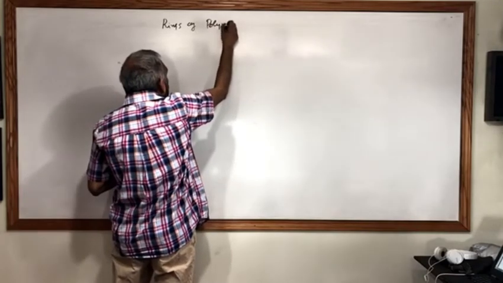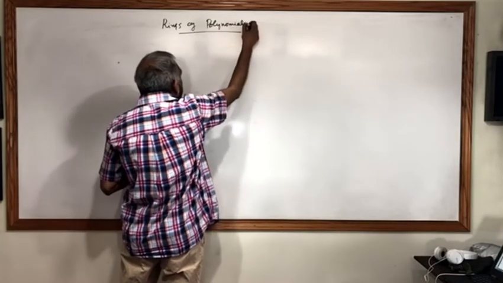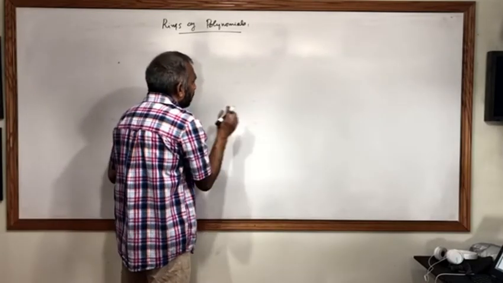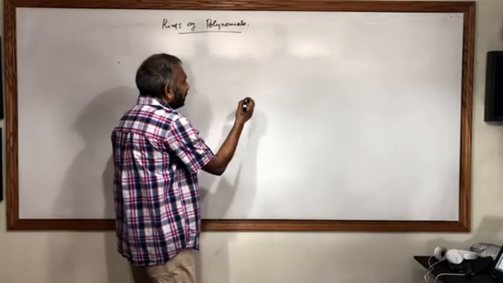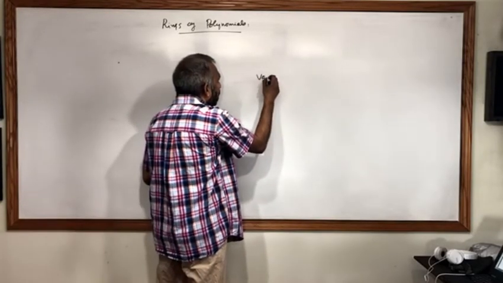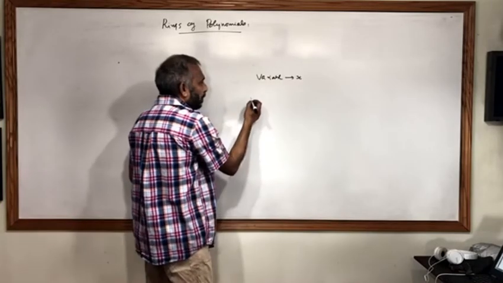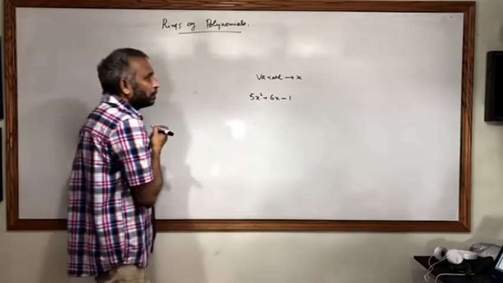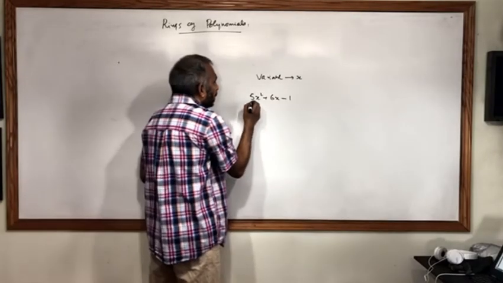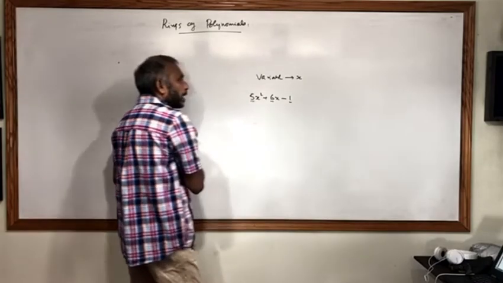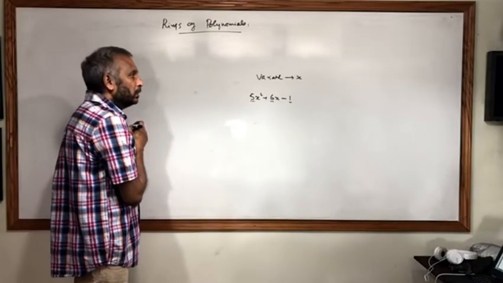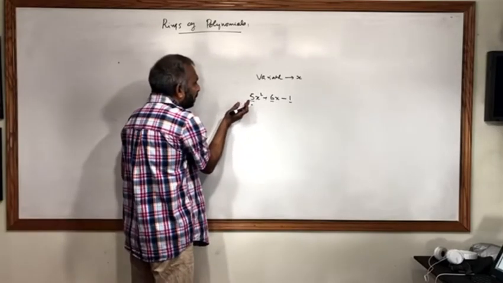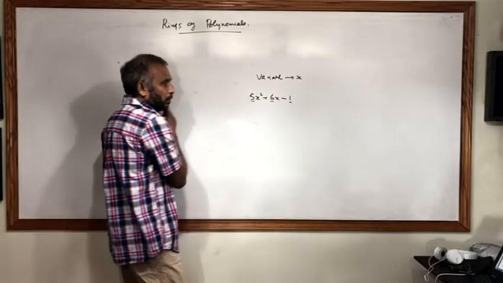Now let us start the topic on the rings of polynomials. When we talk about a polynomial in elementary algebra, what we have in mind is that there is a variable called x and any finite expression of the form probably 5x squared plus 6x minus 1 is a polynomial. Here, the coefficients of all powers of x are coming from the set of integers. So this is the idea behind a polynomial.